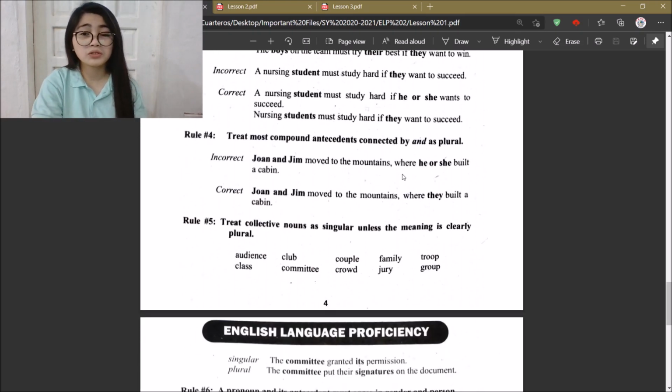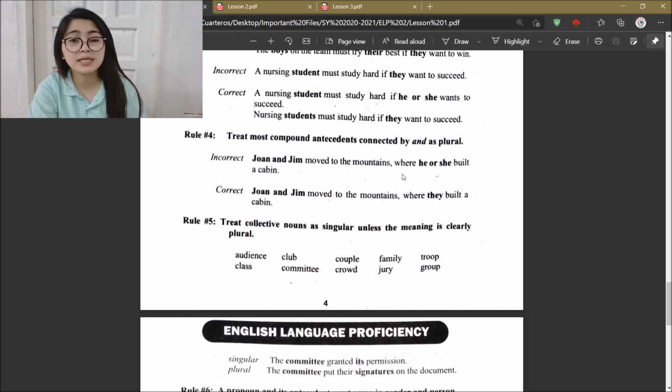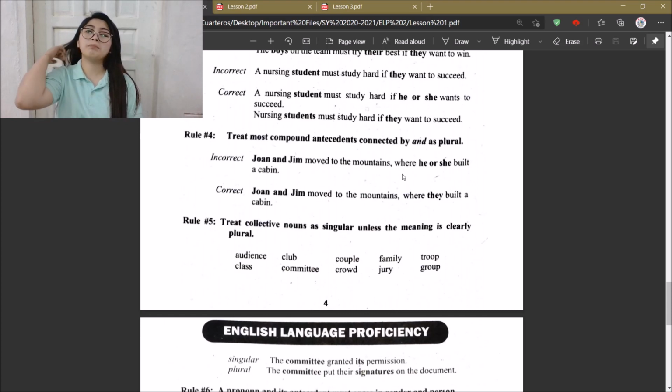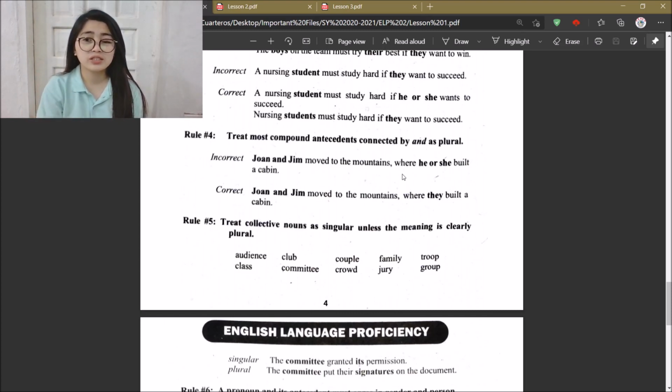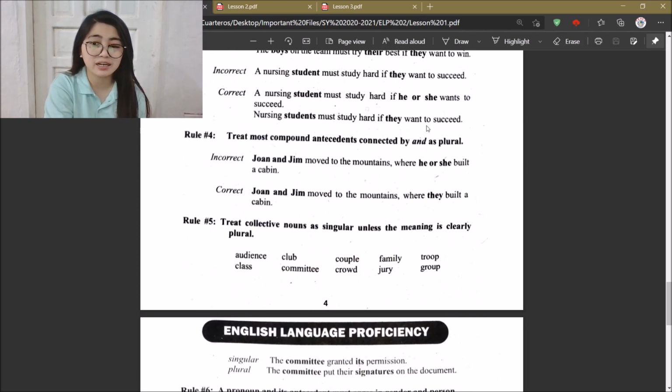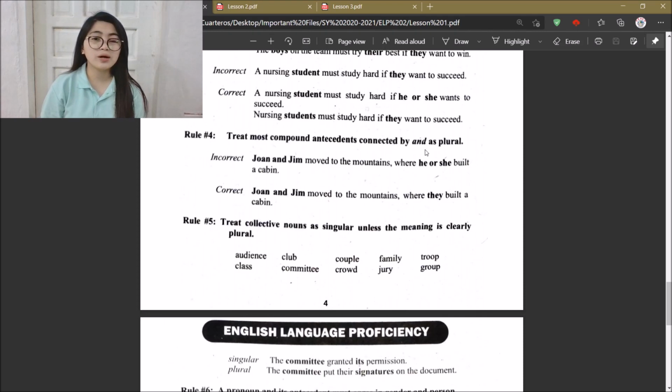Okay, we have rule number 4. So, treat most compound antecedents connected by and as plural. Okay? Compound means dalawa. Dalawa yung subject of the sentence. Okay? So we have and here. So plural yan. So Joanne and Jim moved to the mountains where he or she built a cabin.